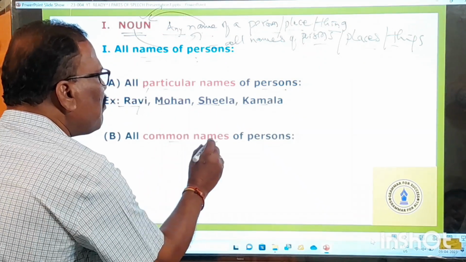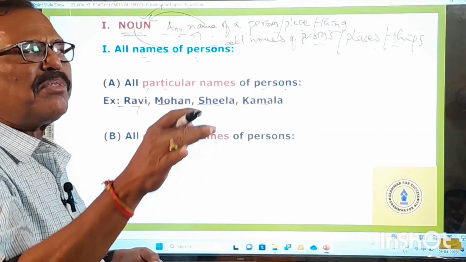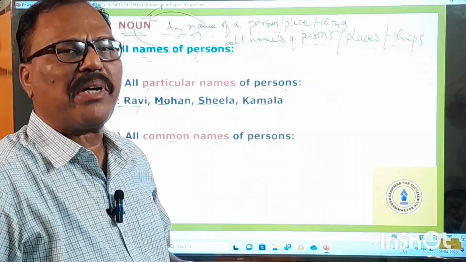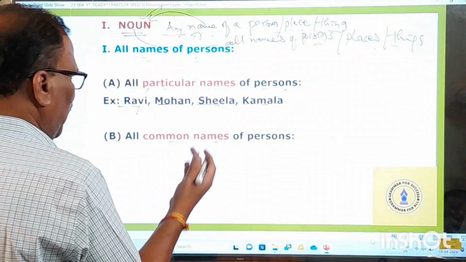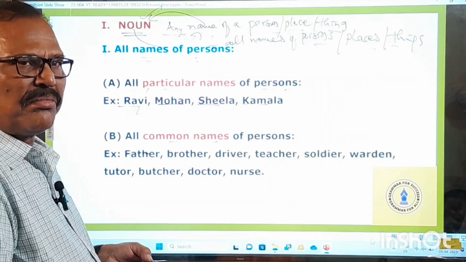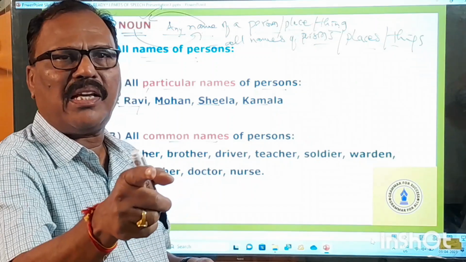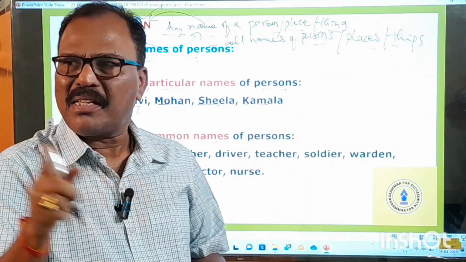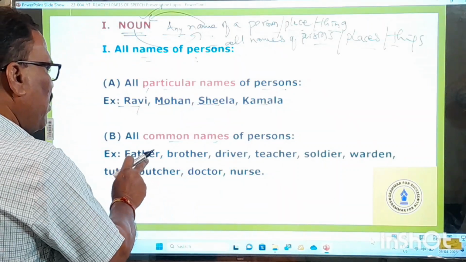And common names of persons are also there. What are the common names of persons? Names given commonly to all persons are called common nouns. Common names are common nouns. For example, father is a common noun. He is my father. He is her father. He is his father. He is their father. Father is common to all. So anybody can be a father.